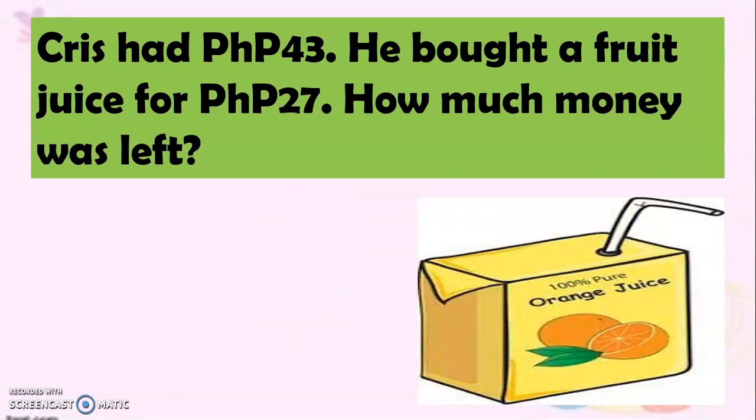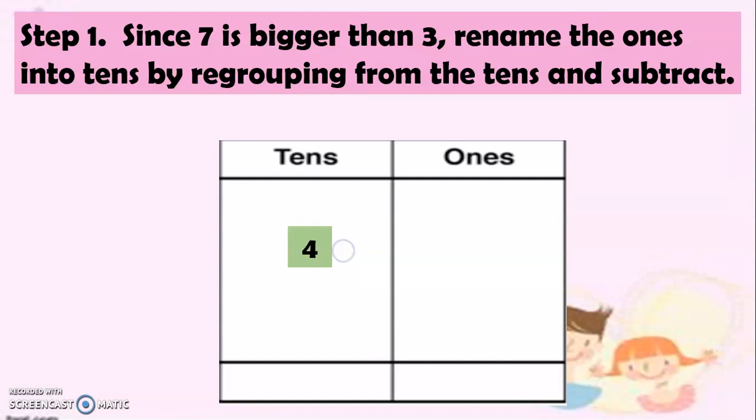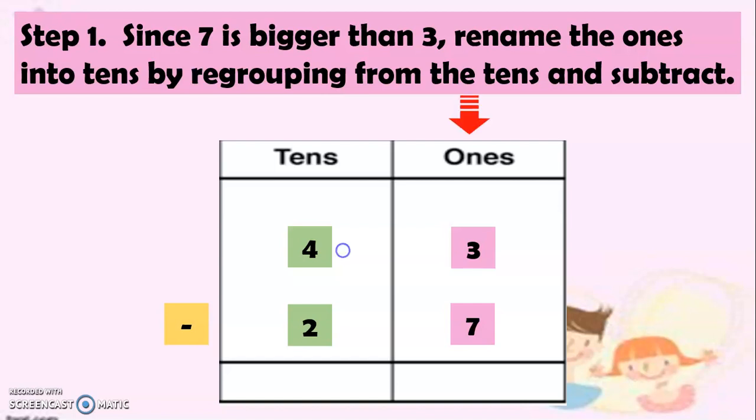Another example, Chris had 43 pesos. He bought a fruit juice for 27 pesos. How much money was left? Again, we have 43 minus 27. And since 7 is bigger than 3, let's rename the ones into tens by regrouping from the tens and subtract. So again, we're going to regroup from the tens place. That's why 3 now is renamed as 13. So 13 minus 7, we have 6.